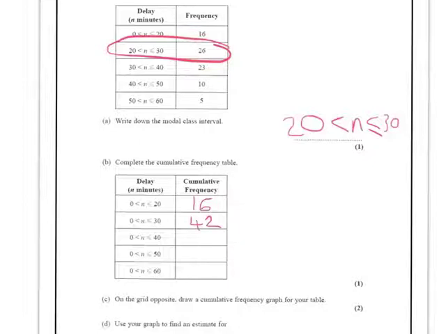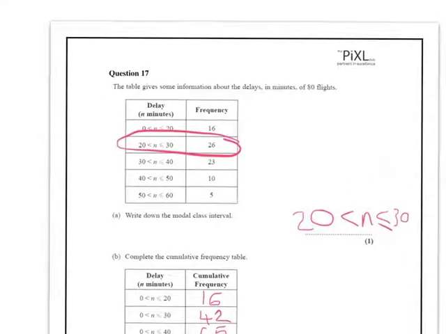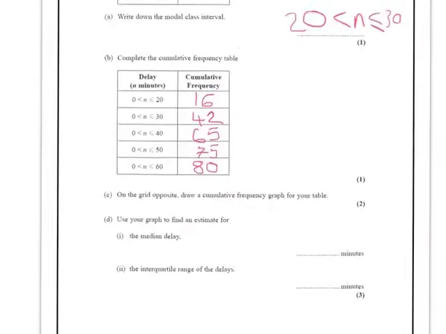42, then we're going to add on the 23 for the 30 to 40 group. 23 plus 42 is 65. And then we're going to add on the 10. That makes 75. And then the last one is adding on the final 5. Now the trick here is that this number at the bottom should be equal to the total. We just double check what was in the question. Yeah, there we go, we had 80 flights. So that's our check. Alright, that's our 1 mark.